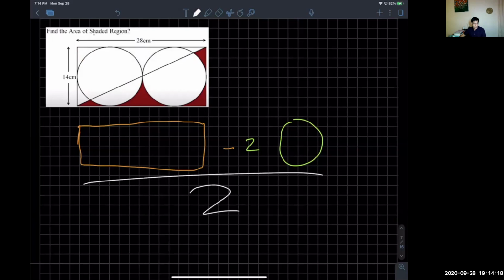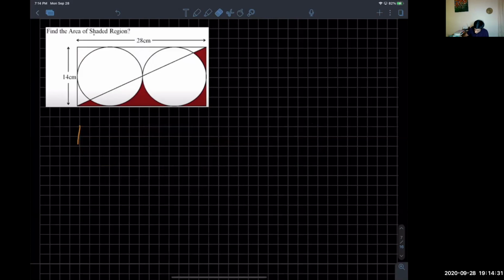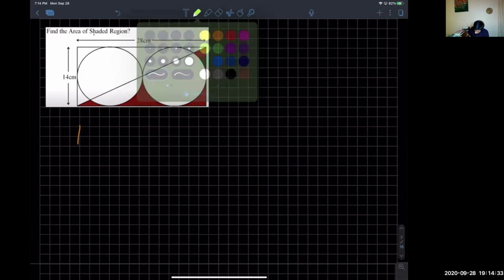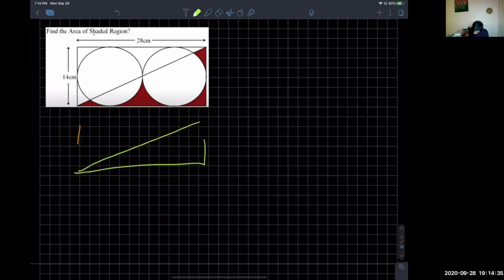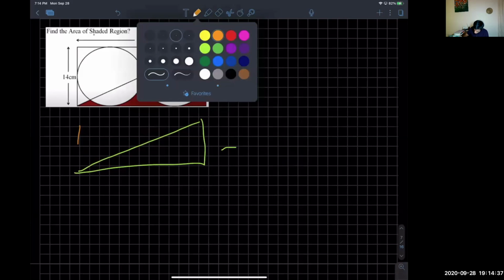Wasn't that a cool problem? Quick poll. Yes or no? Wasn't that a cool problem? Oh, very interesting. Somebody has a really interesting one. Someone is saying that this is also equal to this triangle minus the circle.